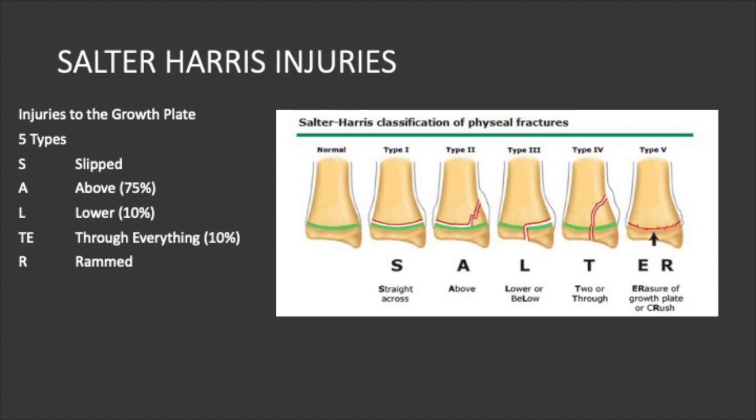And the most commonly missed ones are type 1 and type 5. Type 1 is a slipped epiphysis, and type 5 is a rammed epiphysis. Out of these two, the worst prognosis is from type 5, which is due to a crush injury.